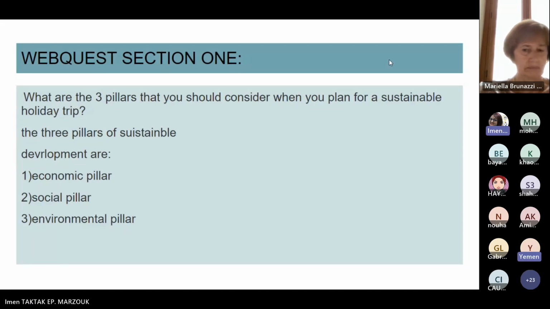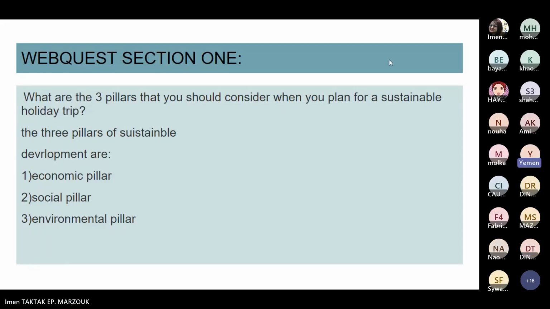Hello, I am Yemen Nefer. I am a student at Pioneer Prep School, member of the project OSHT2. What are the three pillars that you should consider when you plan for a sustainable holiday trip? The three pillars of sustainable development are the economic pillar, the social pillar, and the environmental pillar.